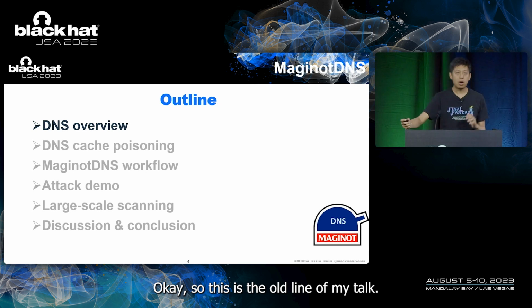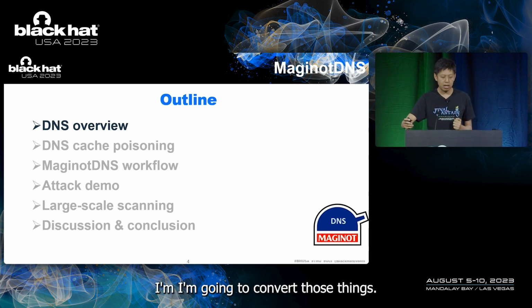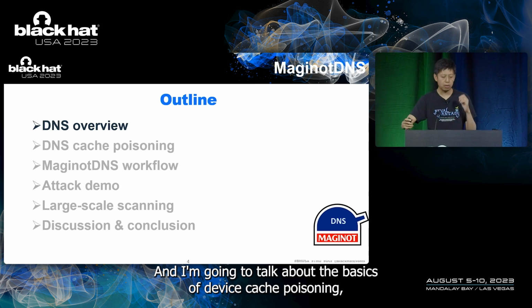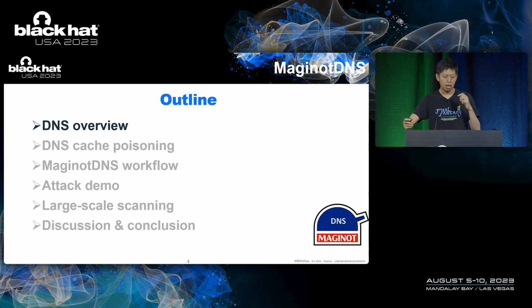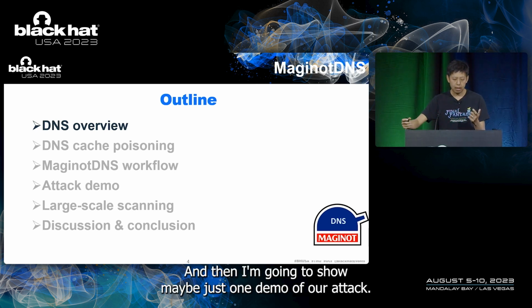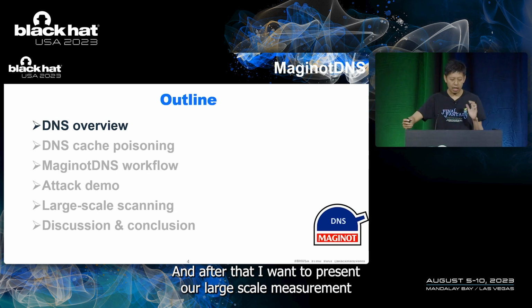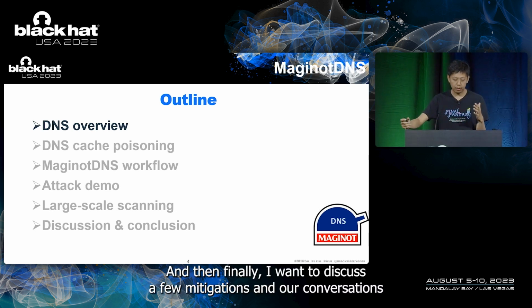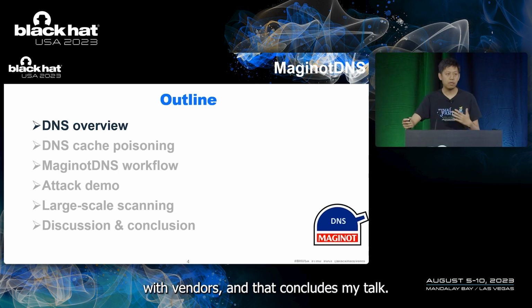Okay, so this is the outline of my talk. I'm going to cover these things. Firstly, a brief introduction to the DNS infrastructure, and then I'm going to talk about the basics of DNS cache poisoning, which our attack is built upon. And then I'm going to show maybe just one demo of our attack. After that, I want to present our large-scale measurement study to identify the vulnerable populations in the wild. And finally, I want to discuss a few mitigations and our conversations with vendors, and conclude my talk. Okay, so let's get started.